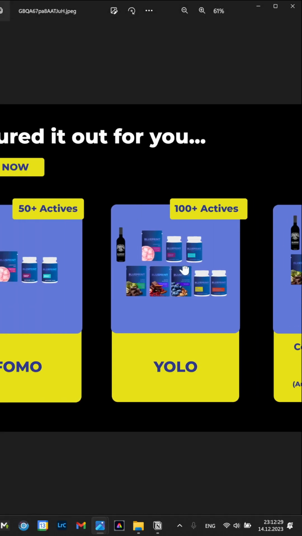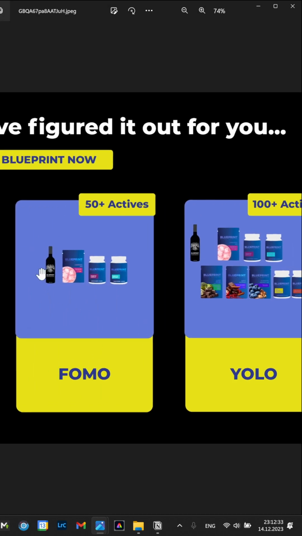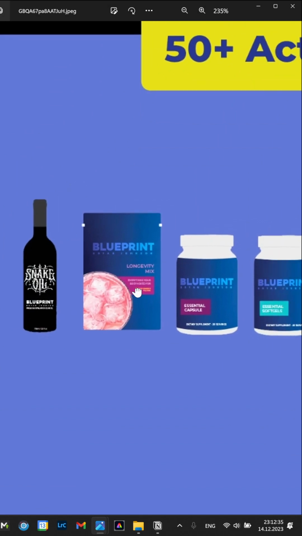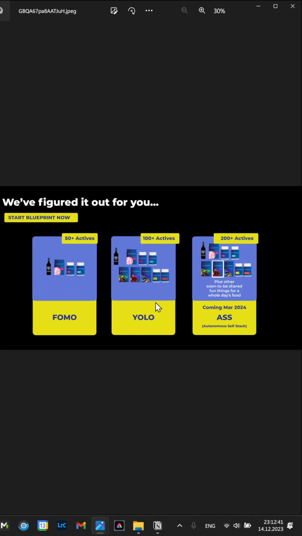The first product has been olive oil, and the next product will be coming out in January 2024. And then there is an additional product which will also come out. We can actually take a look at the product listing as of now, which is 3 different sets. The first set would be 50 plus actives and is called FOMO, fear of missing out, and it would include olive oil plus a longevity mix plus 2 additional supplements. The first one being essential capsules and the other one essential soft gels, whatever is then in there.